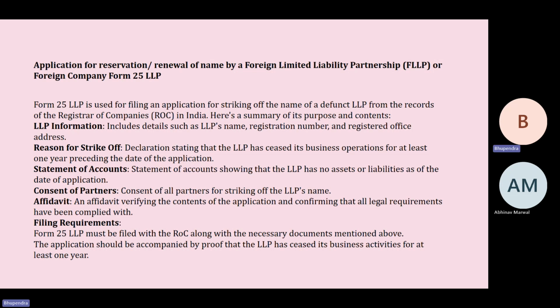Consent of the partners. Consent of all the partners for striking off the LLP's name. Affidavit. The affidavit verifying the contents of the application and confirming that all legal requirements have been complied with. Filing requirements. Form 25 LLP must be filed with the ROC along with the necessary documents mentioned above. The application should be accompanied by proof that the LLP has ceased its business activities for at least 1 year.